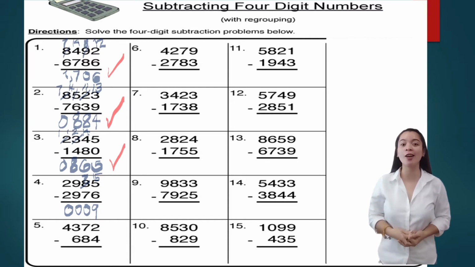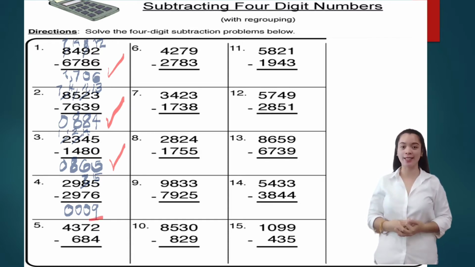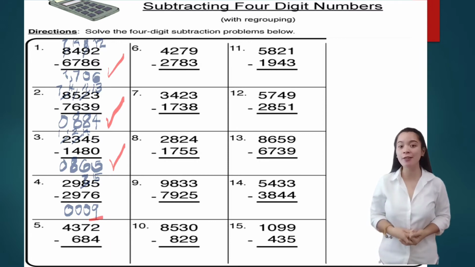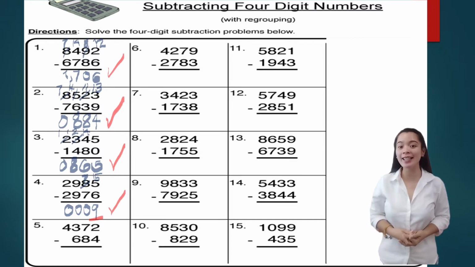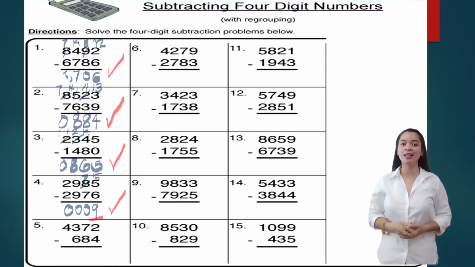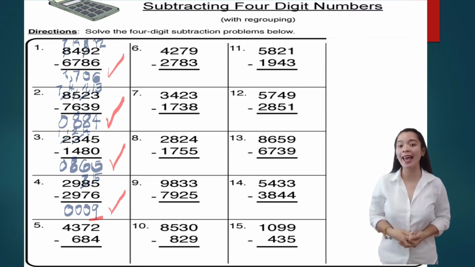So our answer is 9. Who got the correct answer? Okay, let's check. Next, number 5. We have 4,372 minus 684. So 2 minus 4 cannot be.